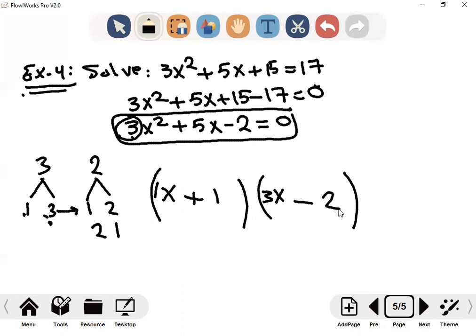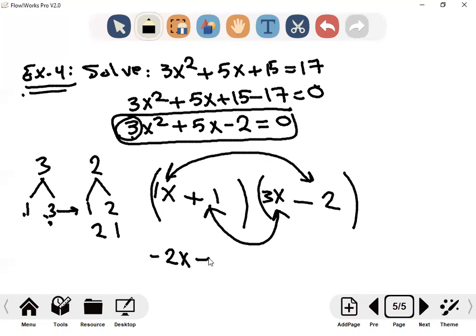Done? Now, to know if these choices are correct, what will you do? You will take the farthest terms and the nearest terms. 1x multiply negative 2, negative 2x. 1 multiply 3x, add them. 1, negative 2 plus 3, 1x. It came out 5? No. So this choice, the 1 and the 2, did not work for me.